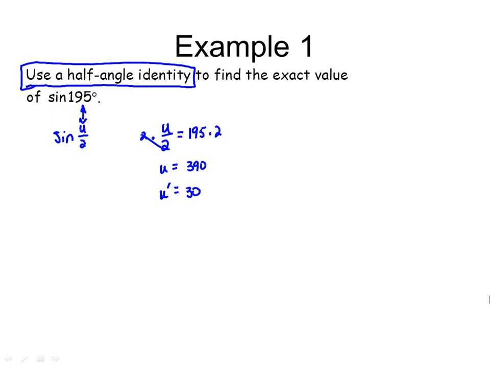So watch this. In order to find sine of U over 2, this is what you're going to do. You're going to do plus or minus the square root of 1 minus cosine of U, and we're going to use the reference angle because we know what that is, over 2.